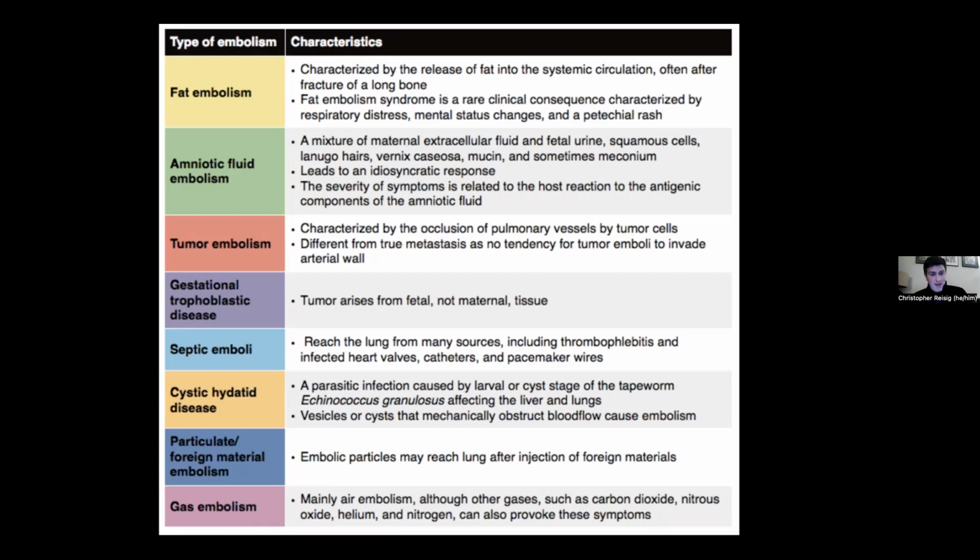The management is symptomatic. You can't lyse these people. There's no TPA or tenecteplase. I guess now we may increasingly see VV ECMO as an alternative for them to basically take their pulmonary circuit out of commission. But fat embolism, we think about petechial rash, long bone fracture.